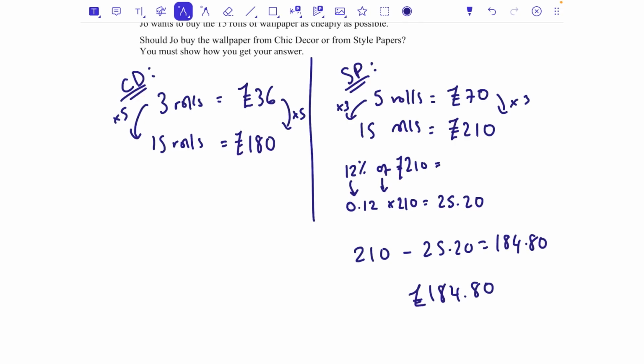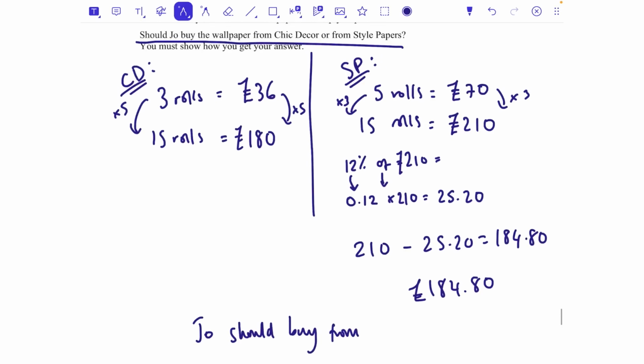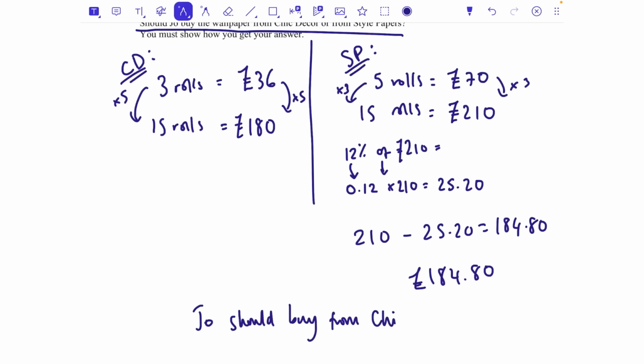And then we just need to write a conclusion. They've asked us a question. They've said, should Joe buy the wallpaper from Chic Decor or Style Papers? So we're going to say Joe should buy from Chic Decor. That was the cheaper. There we go. And we've got the 2 answers there.